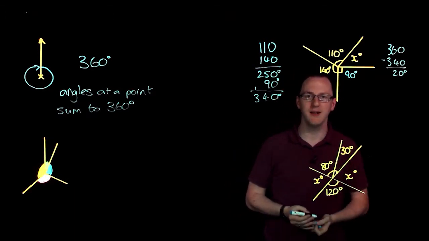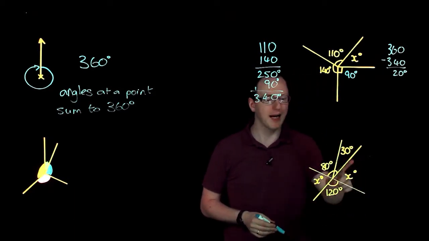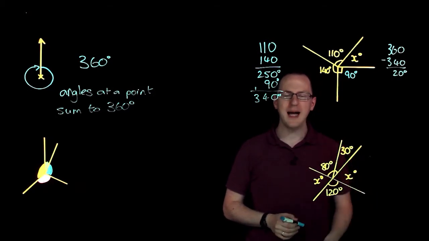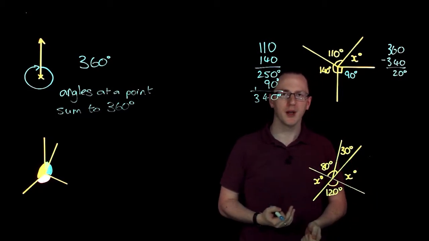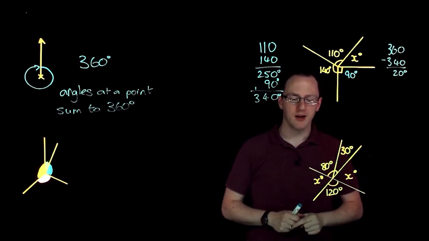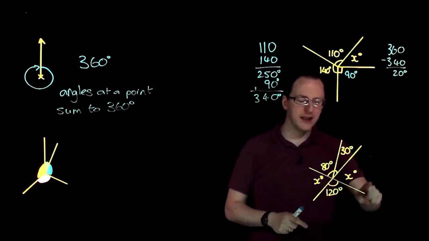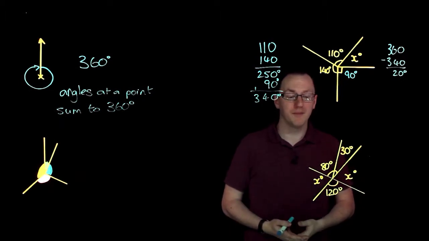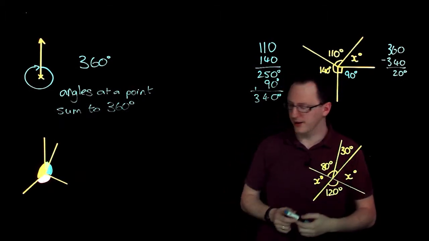Here's another question based on the same angle fact. We have angles at a point, and we're asked to find x again. Now in this case, we have 2 angles that are x. And in fact, we can see they're vertically opposite, so they are equal. So let's see what the other angles add up to.